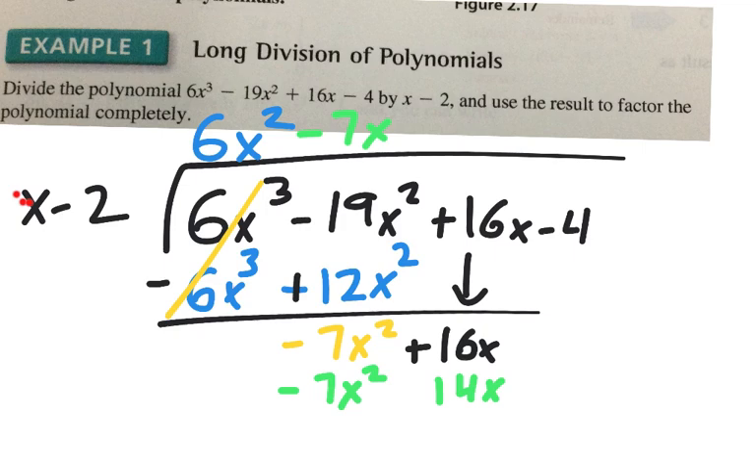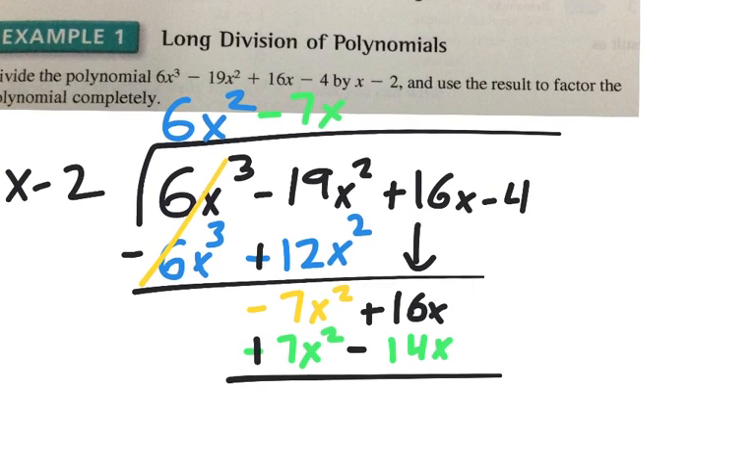And now, division means I have to subtract these terms, which means I'm going to change the signs. So the 7x squared becomes positive. The 14x becomes negative. Now these cancel, and I'm left with 2x. I'm going to bring down the negative 4.